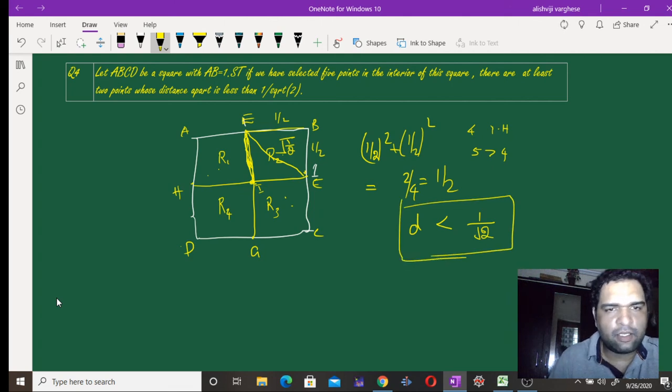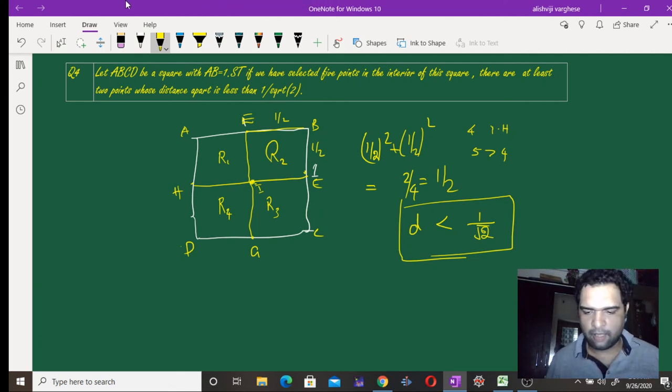So we divide the total region into 4 equal or similar right-angled squares. Then by the pigeonhole principle, we can ensure that at least one of these regions is occupied by 2 points, and the maximum distance, or the diagonal distance, of a subregion is 1 by root 2, and therefore there exist at least 2 points for which the distance between them is less than 1 by root 2.